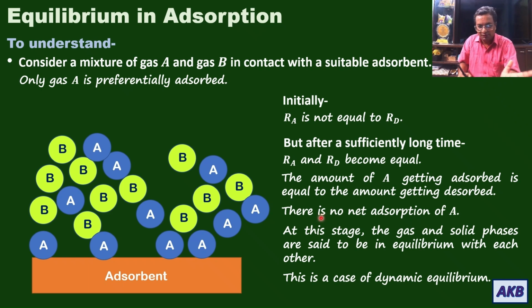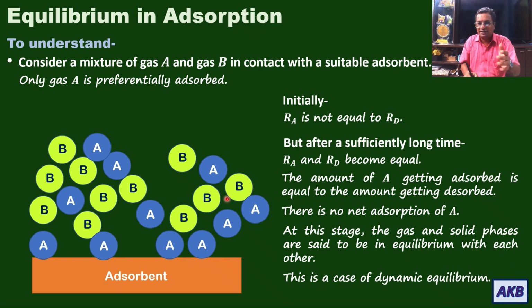So at this stage, the gas phase and the solid phase are in equilibrium with each other, and this is a case of dynamic equilibrium. Why dynamic? Because even though the two processes are occurring, there is no net adsorption of A on the surface of the adsorbent. So now the system has reached an equilibrium, a dynamic equilibrium. And this is how equilibrium is reached in the case of adsorption.